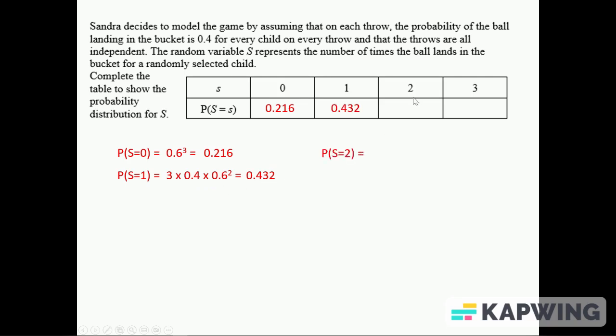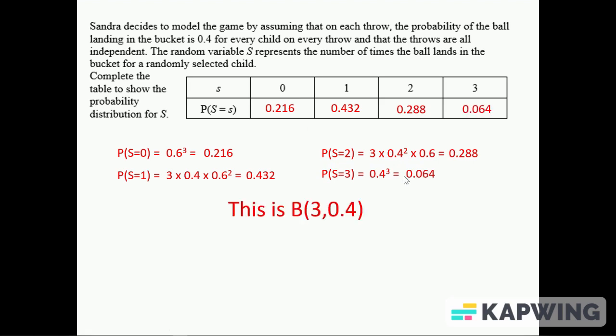Probability they get 2 in. Well, again, there's 3 ways to do that, because the one that they miss, the 0.6, could be the first, middle one, or the last one. So it's 0.4 squared times 0.6 multiplied by 3, which is 0.288. And the probability they get all 3 in is 0.4 to the power of 3, 0.4 cubed, which is 0.064.